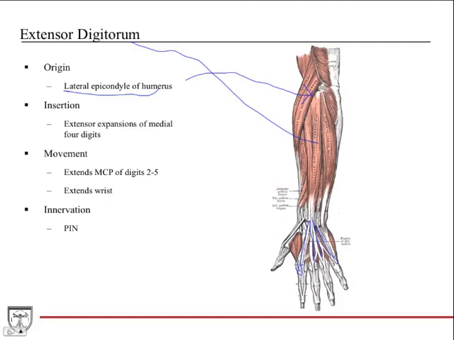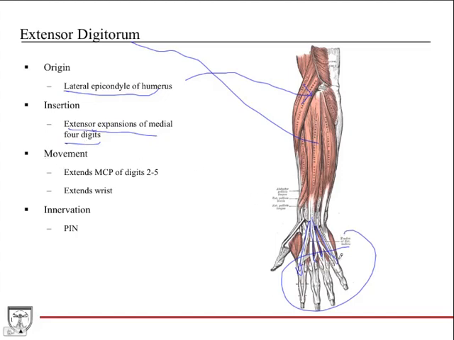You can see they're kind of like hood-like structures. They're called the extensor wad or the extensor hood. And so that's where they make their attachment. You can see them coming in here onto these extensor structures here of the medial 4 digits, which is also known as just your 4 fingers.